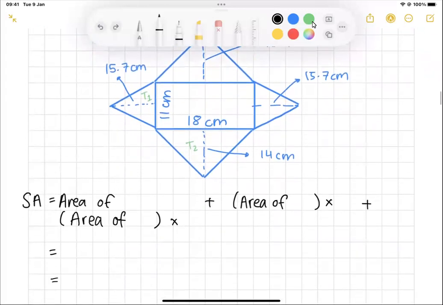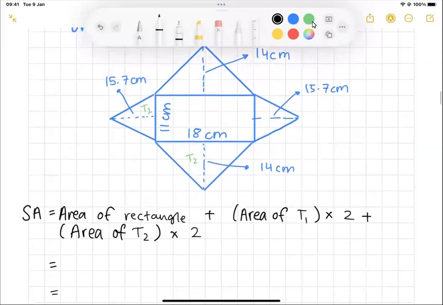So start off with the strategy: surface area equals the area of the base of the pyramid. We said it was a rectangle, plus the area of, we've got two different types of triangles. So I'm going to write down area of T1. There are two triangles that are exactly the same as T1. So I need to multiply that area of T1 by 2. Plus the area of T2 triangle. There are two of those, right, on opposite sides.